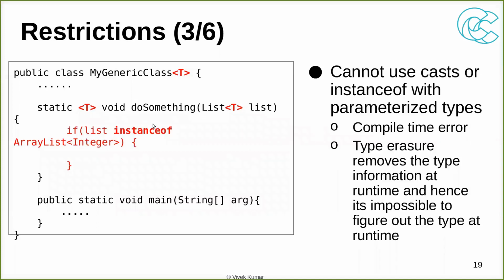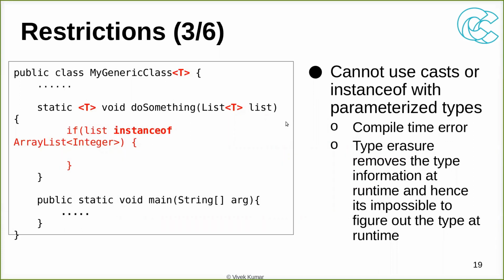And the third one is that you cannot use instanceof with these. For example, the list here is not yet instantiated with a specific type, it is still T, right? So you cannot say list is an instance of Integer, because again this will get erased. All the T's would get erased and it's of type Object. So again, it's not possible to verify it at runtime.